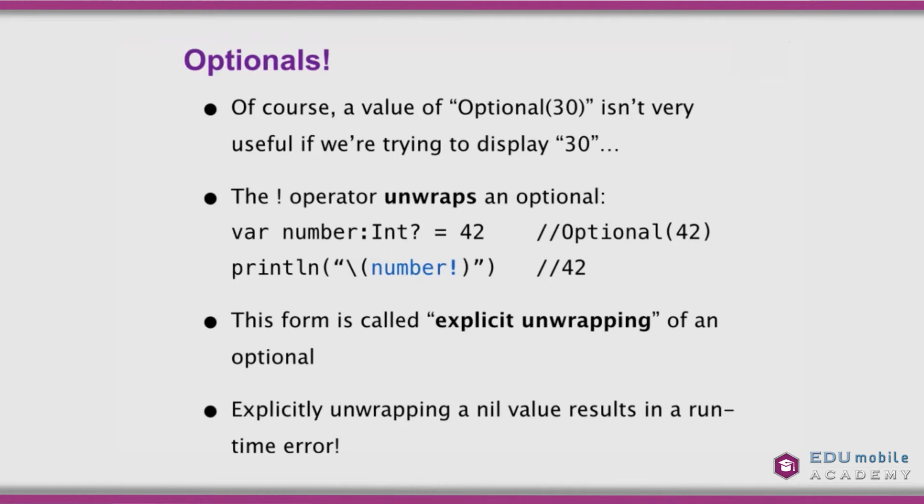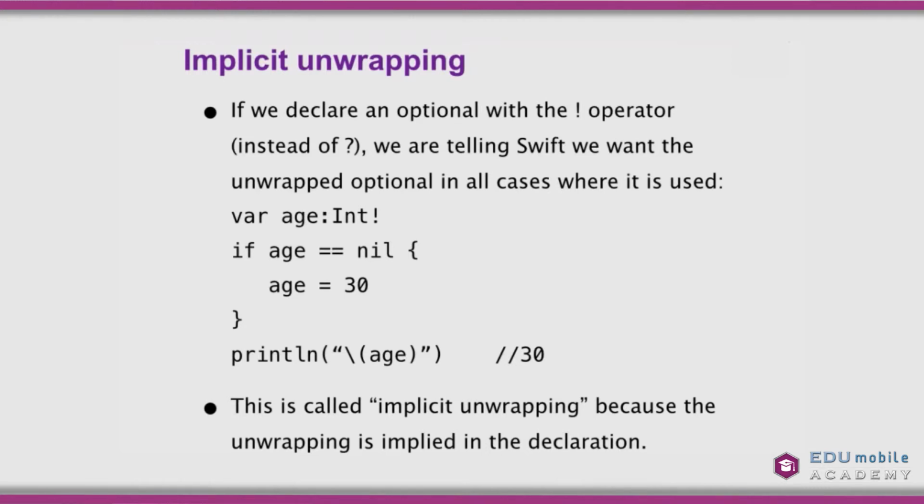This form is called explicit unwrapping of an optional. However, if we try to explicitly unwrap a nil value in our code, we'll still get a runtime error. The runtime error will say, I can't unwrap an optional value if the value of the optional is nil. So how do we get around that? Well, that was explicit unwrapping.